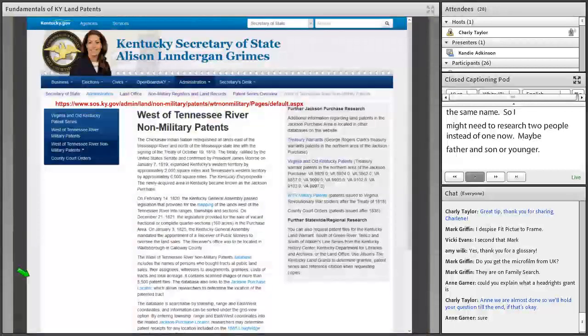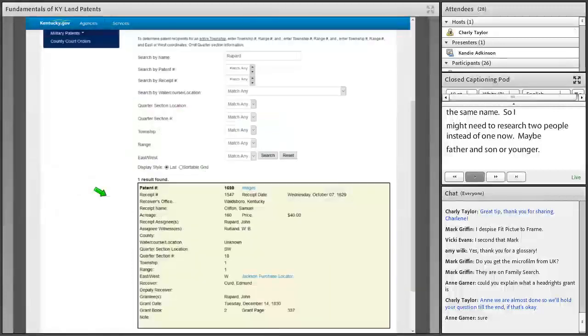There should be what is not online on there. Okay, well, here's the West of Tennessee River non-military. I know I had that slide coming up. This is the series that is mapped by ranges, townships, and sections. It was sold at public auction. It got down to a nickel an acre, 160-acre quarter sections.